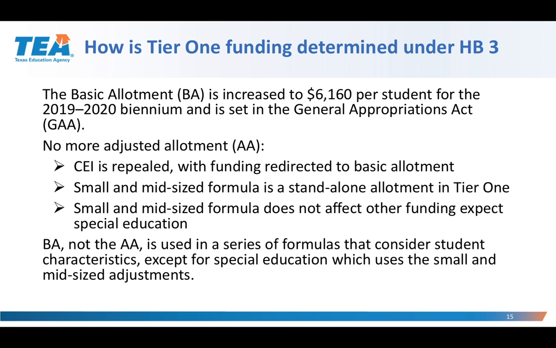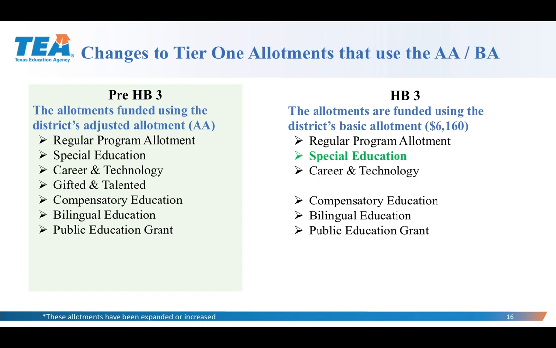The basic allotment, not the adjusted allotment, is then used in a series of formulas that recognize student characteristics, except for special education, which uses the small and mid-sized adjustments. As mentioned previously, prior to HB 3, there were 7 Tier 1 allotments that used the adjusted allotment to calculate funding. HB 3 brought about changes to existing allotments alongside some new Tier 1 allotments.